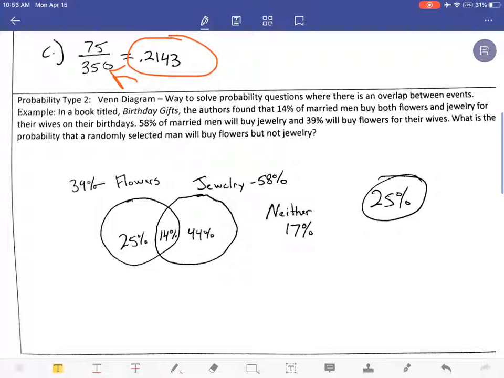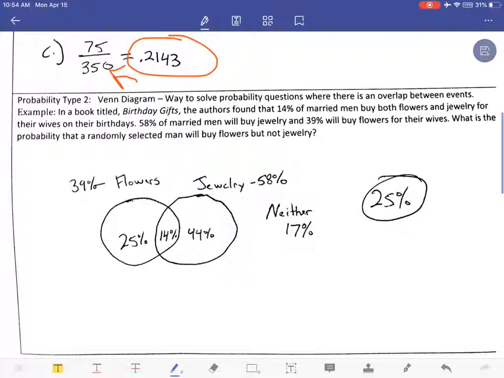So the reason that we're going to set up a Venn diagram for this question is because there's an overlap, right? Because we have 58% that bought jewelry and 39% that bought flowers, and then we have 14% that bought both. So if there's an overlap, we have to account for that overlap. And a way to give you a check, if I added up all these probabilities, they're going to be over 100%, which isn't going to make sense, right? So that means that there is an overlap that we have to account for. So we're going to set up this Venn diagram.